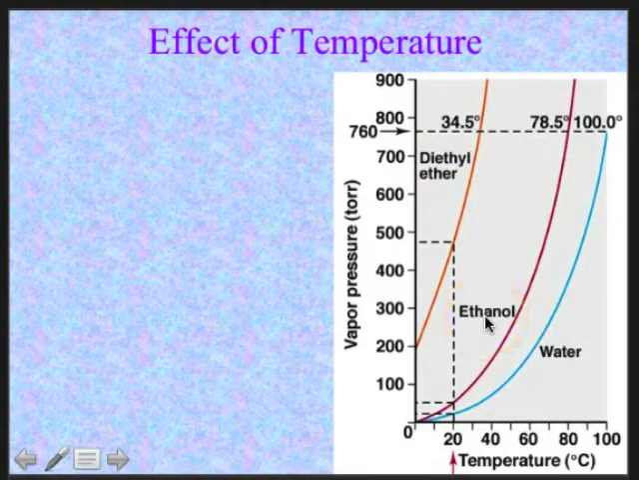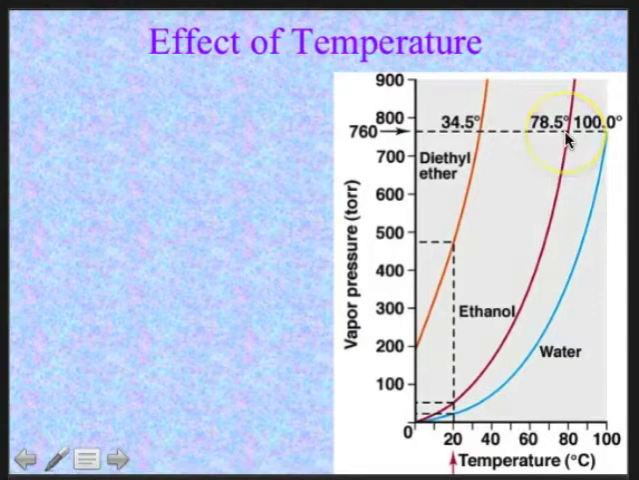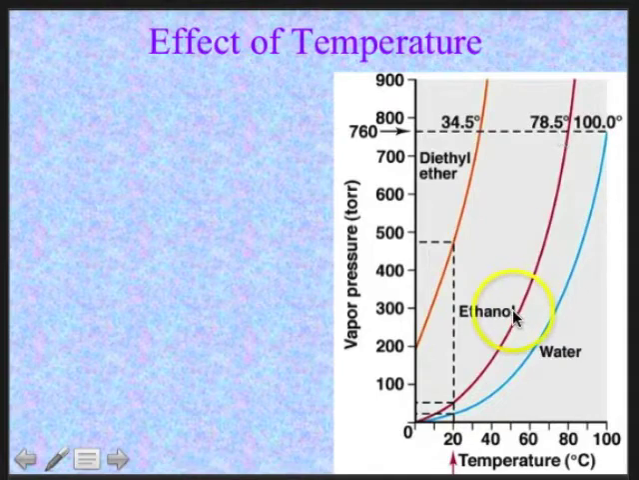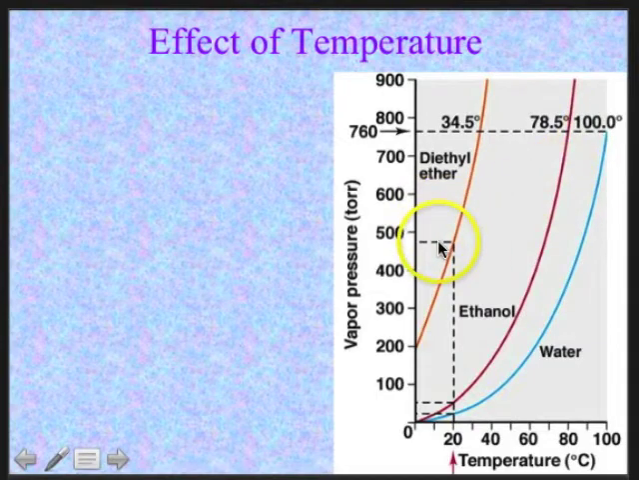Now, what about ethanol? Ethanol has a much lower vapor pressure, around 50 torr at 20 degrees Celsius. So it takes quite a bit more energy to get its vapor pressure up to 760 torr, and it will start boiling at 78.5 degrees Celsius. Water, of course, has an even lower vapor pressure at 20 degrees C. So it has an even higher boiling point. The higher the vapor pressure at a given temperature, in other words, the lower the boiling point will be.